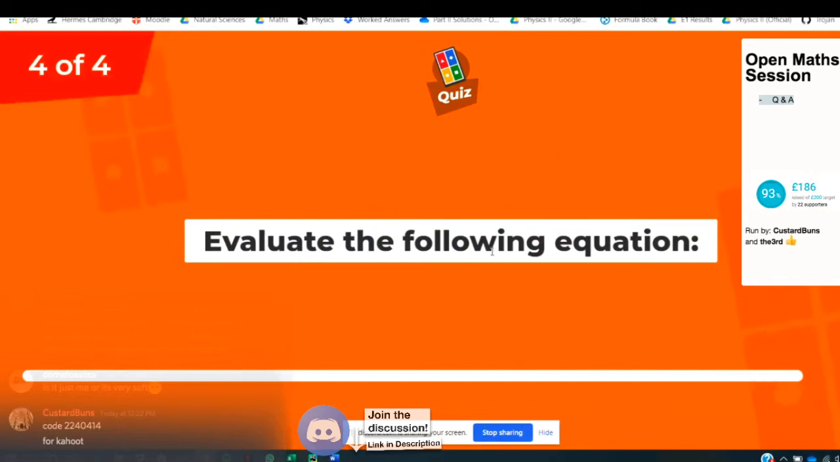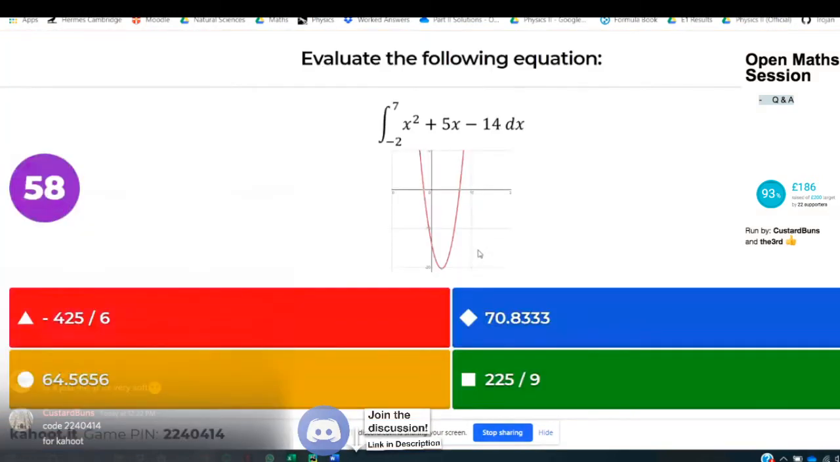Integral that you want to evaluate. Just think carefully about what the integral is. So it's x squared plus 5x minus 14 between minus 2 and 7. So this is the bit we're integrating. I'll give you a hint. The answer should be quite simple. It doesn't require much calculation.